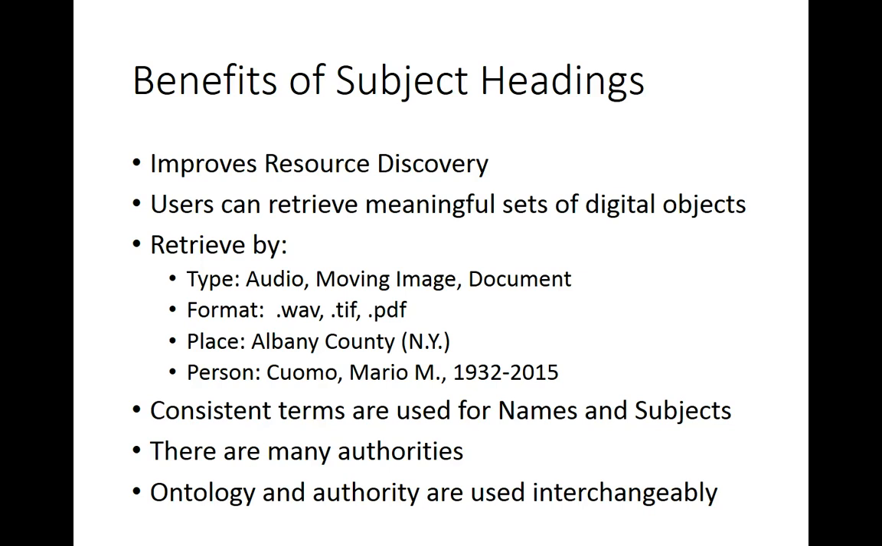And then you can go by actual intellectual subject headings. So places: you can say I want all the contents in the digital library related to Albany County, or Columbia County, and so on and so forth, or by person. So you get the idea of how you can retrieve really by facets rather than just keyword searching.